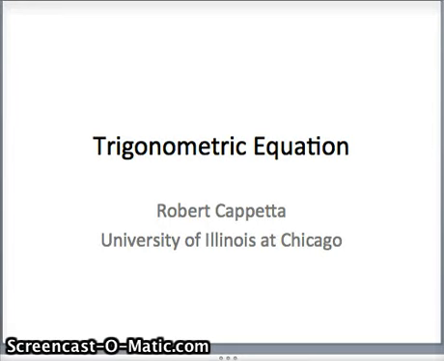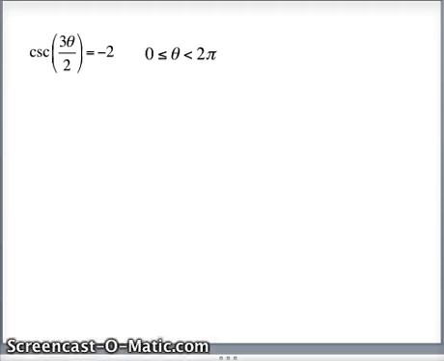This is Bob Capetta from the University of Illinois at Chicago, and this is another trigonometric equation. So we want to solve cosecant of 3 theta over 2 equals negative 2, and theta is going to be between 0 and 2 pi. So how are we going to do that?